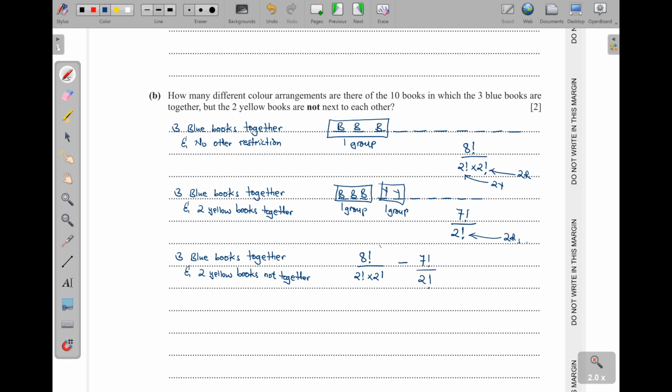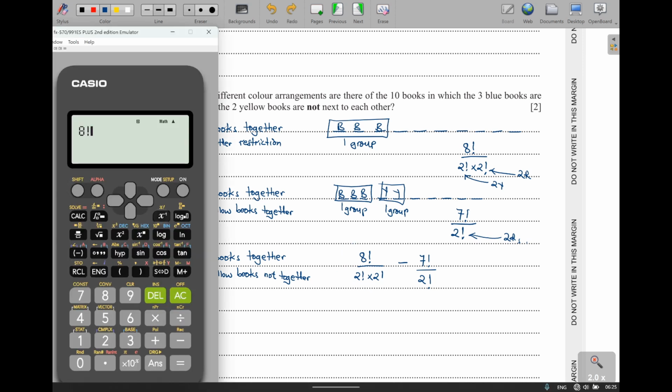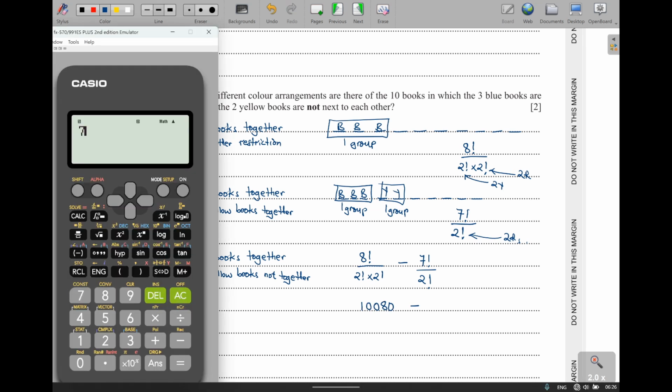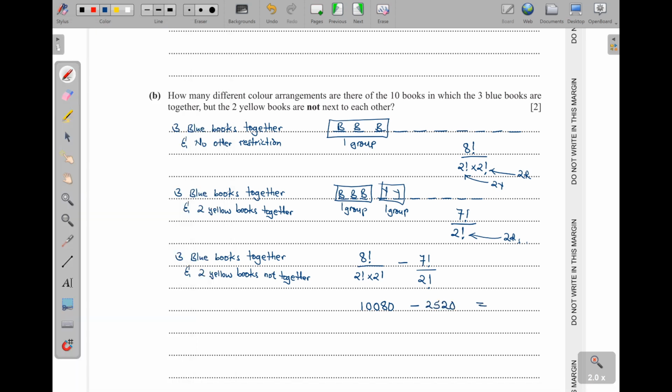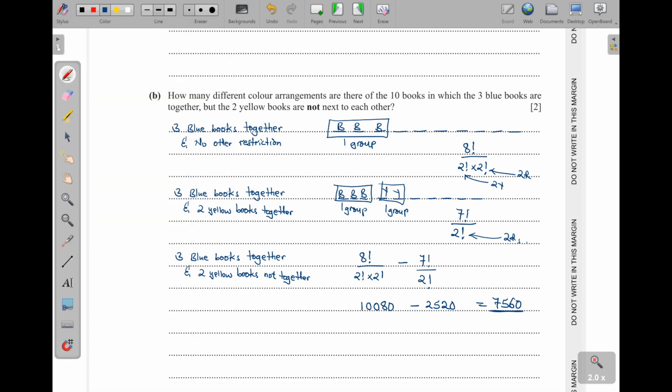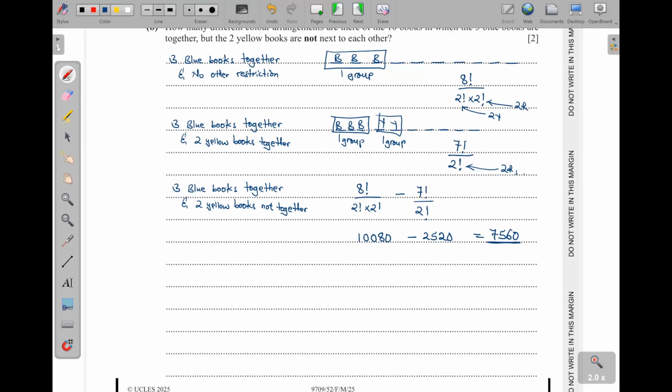So what do we get here? 8 factorial divided by 2 factorial is 2 times 2 factorial is also 2. So that is 10080. Then minus 7 factorial, then we divide by 2. That is 2520. When we subtract these ones, we get 10080 minus 2520, that is 7560. That is our answer there. Alternatively, we can do it this way. You choose the method that is simpler for you.